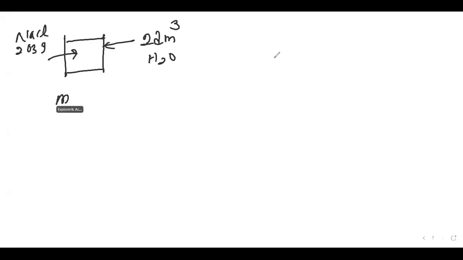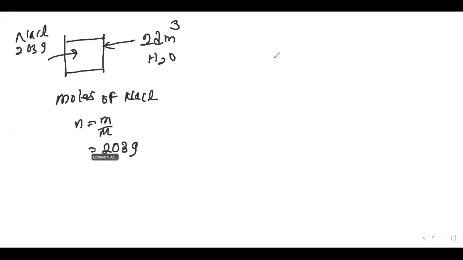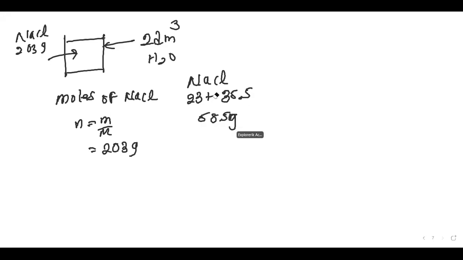So first of all, you should find out the moles of NaCl added. n equals m over M, right? Given mass of sodium chloride is 203. As you know, the relative atomic mass of sodium is 23, and the relative atomic mass of chlorine is 35.5. So altogether 58.5 g mol^-1 is the molar mass of sodium chloride. 203 divided by 58.5 is actually 3.47, right?